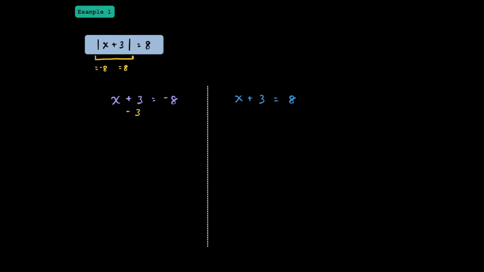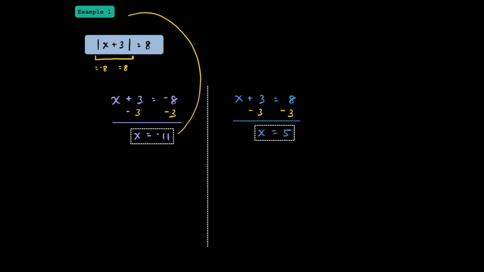Subtracting 3 from both sides on the equation here on the left, we'll find that x is equal to negative 11. Subtracting 3 from both sides on the equation to the right, we find that x is equal to 5. These are the two solutions that make this absolute value equation true. If you were to substitute this negative 11 in for x here, negative 11 plus 3 is going to be negative 8, and negative 8 is 8 away from 0. And substituting this 5 in for x here, 5 plus 3 is going to be 8, and 8's distance from 0 is also 8.